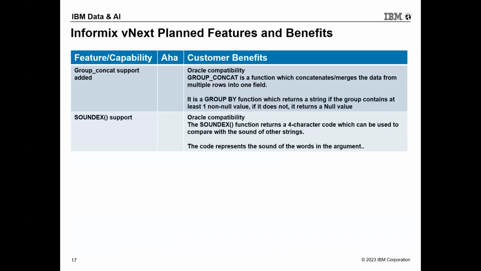Two new functions are coming: group concat, a function concatenating and merging the data from multiple rows into a single field. It is a group by function which returns a string if the group contains at least one non-null value, and if it doesn't, obviously it will return something that's null. Soundex, for Oracle compatibility, the Soundex function returns a 4-character code which can be used to compare with the sound of other strings. The code represents the sound of the word in the argument.